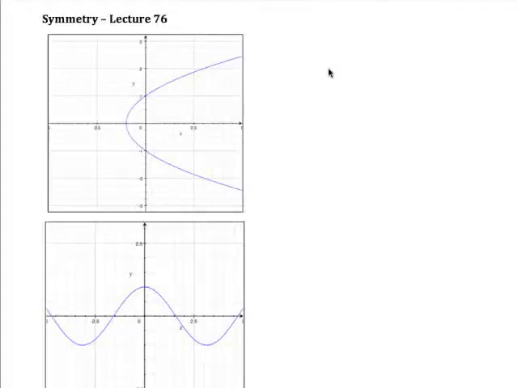Okay, in this lecture we're going to talk about symmetry that some functions have. Not all functions, but some special functions and relations have different kinds of symmetry according to the axes. So the first one we're going to talk about is x-axis symmetry. And you can see visually a graph that has x-axis symmetry, which is this one here.